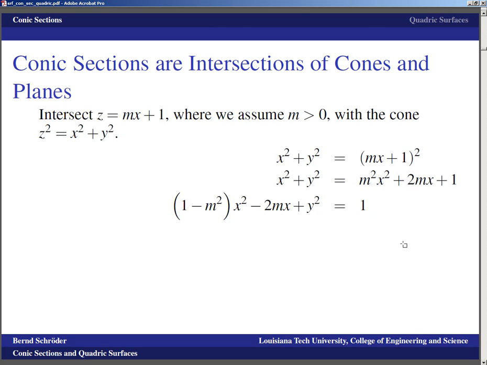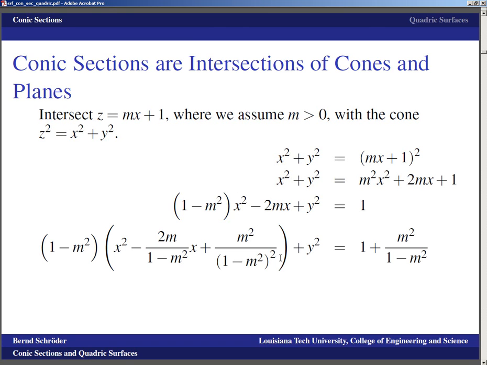Now, in order to see what that looks like, I want to complete the square, so I will factor 1 minus m squared out of the terms with x. That gives me just an x squared. The minus 2mx will turn into negative 2m over 1 minus m squared, times x. We'll leave the y squared alone. And here's what we get: the (1 minus m squared) x squared, minus the 2m over 1 minus m squared x, and then we know that the term that completes the square is half the term in front of the x, squared. So the term that completes the square is m squared over (1 minus m squared) squared.